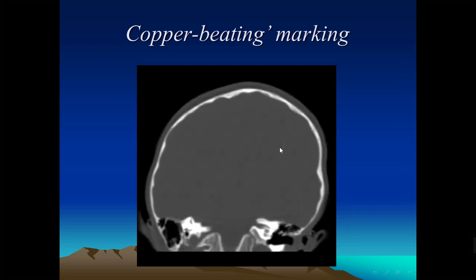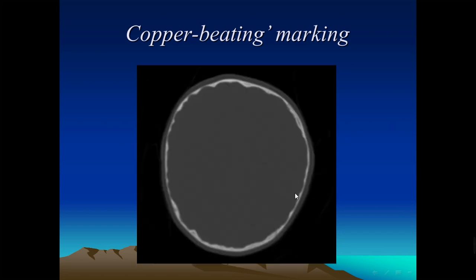Now this is in fact a CT scan of the brain with a modality called bone window. You can see the beaten parts of the skull from inside by the increased cranial pressure. That one was a coronal view. This is an axial, horizontal or transverse section of the skull by bone window of CT brain. You can see these are many prints of the sulci and gyri, I mean copper beating marking of the skull.